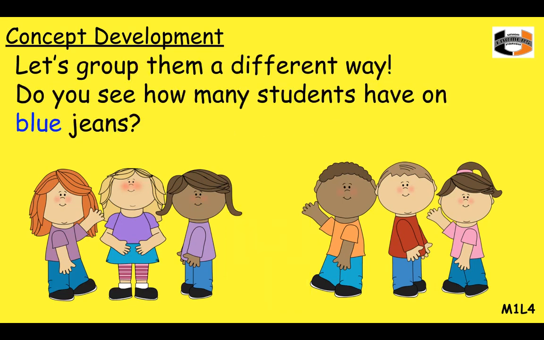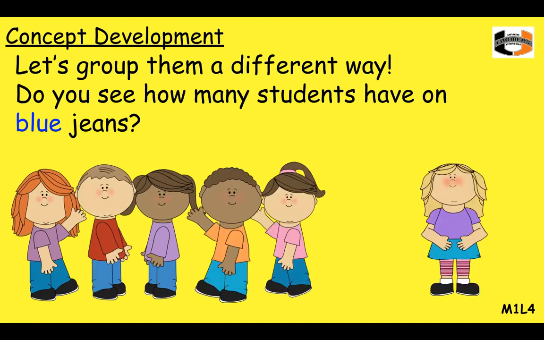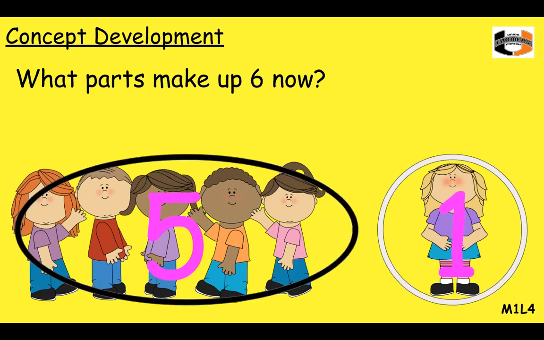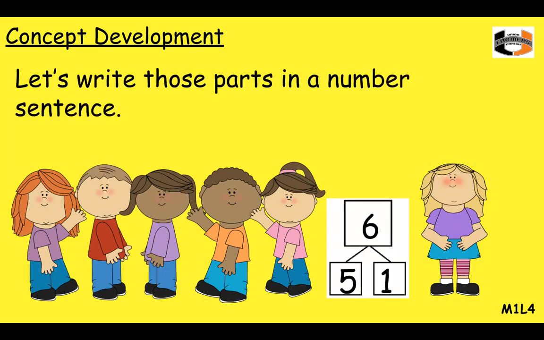Let's group them a different way. Do you see how many students have on blue jeans? Right. What parts make up 6 now? 5 and 1. Let's write those parts in a number sentence. 6 equals 5 plus 1.